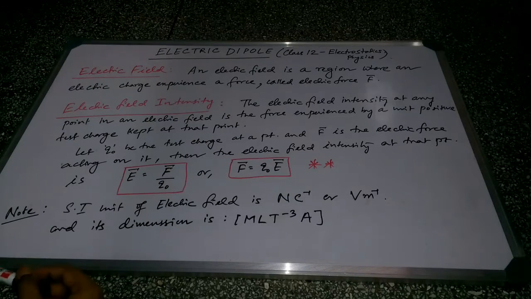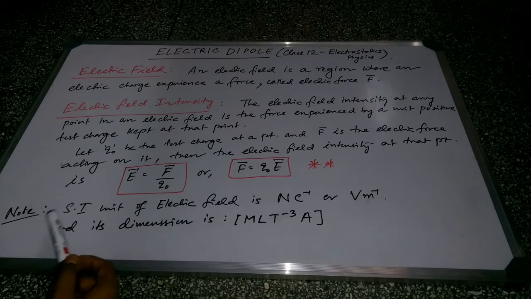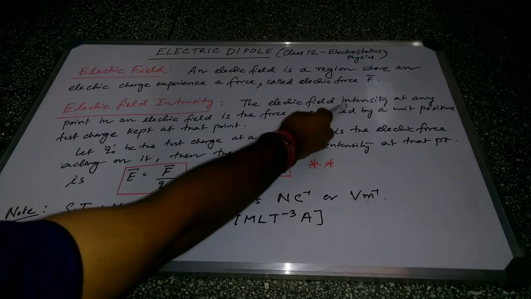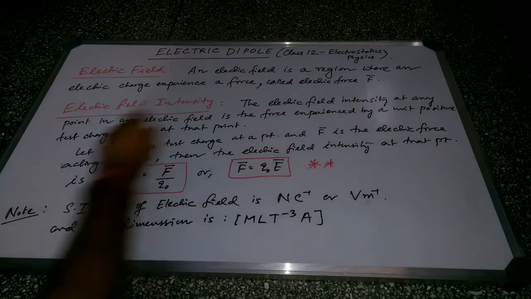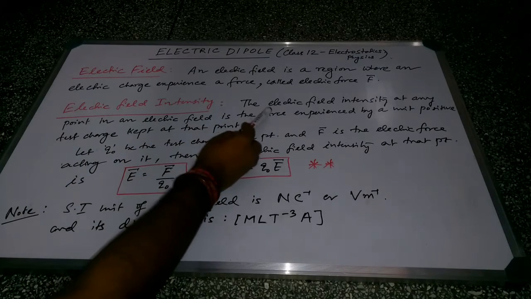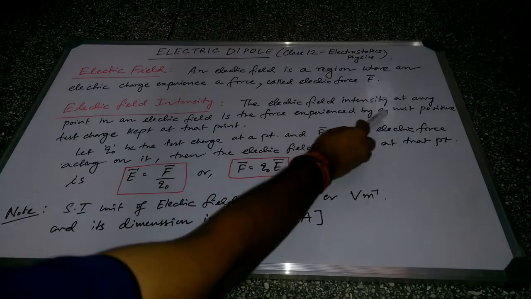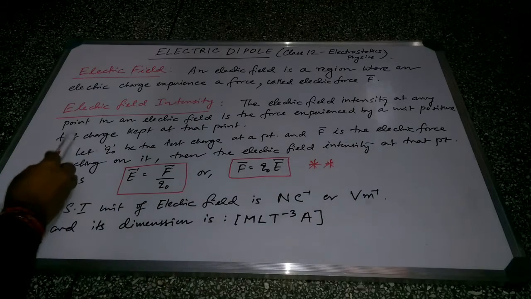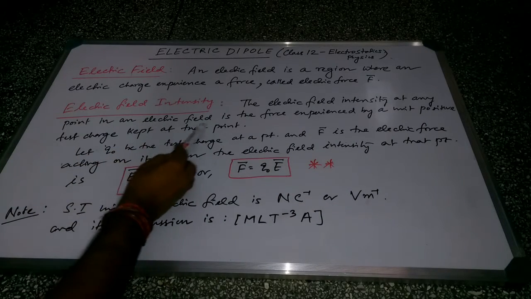Now, what is the electric field intensity? We have an electric field. Now, it has some strength. What is that strength? It is basically the electric field intensity. So, the electric field intensity at any point in an electric field is the force experienced by a unit positive test charge kept at that point.